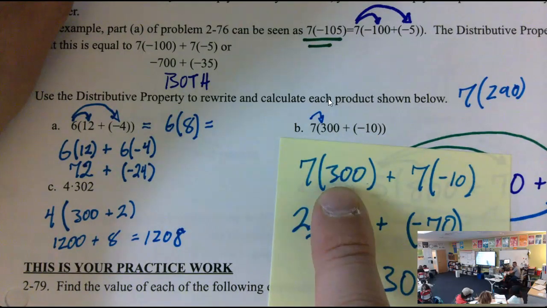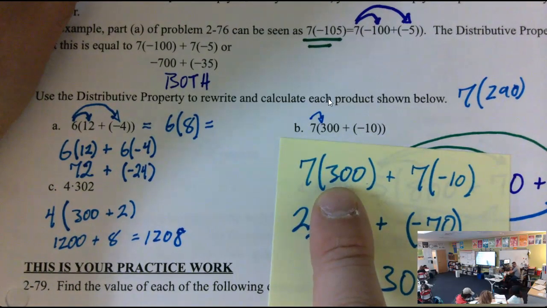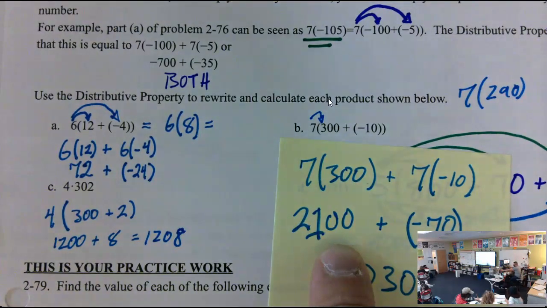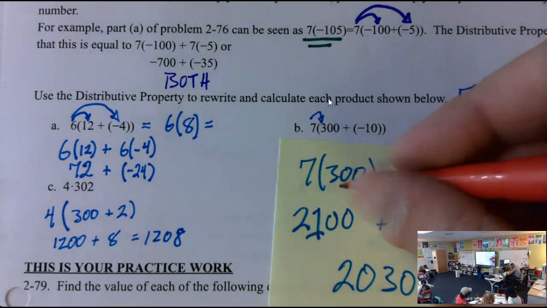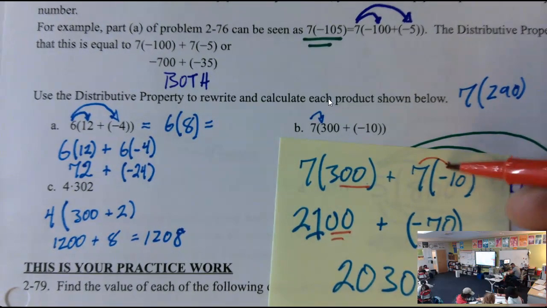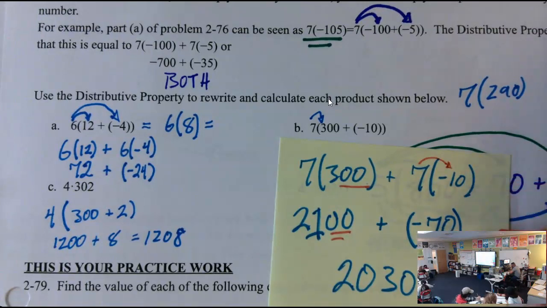What is 7 times 3? 21, and then put 2 zeros on it. The 2 zeros from the 300 come down into our answer. Then 7 times 1, well, we know what that is. 7, but bring that 0, so it's really 7 times 10, right? 70. Make sure you bring the negative. So then it's 2100 and a -70, so 2030.